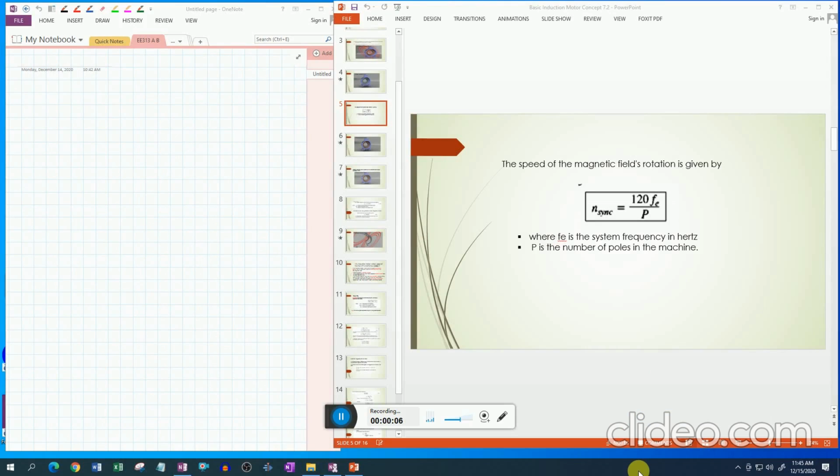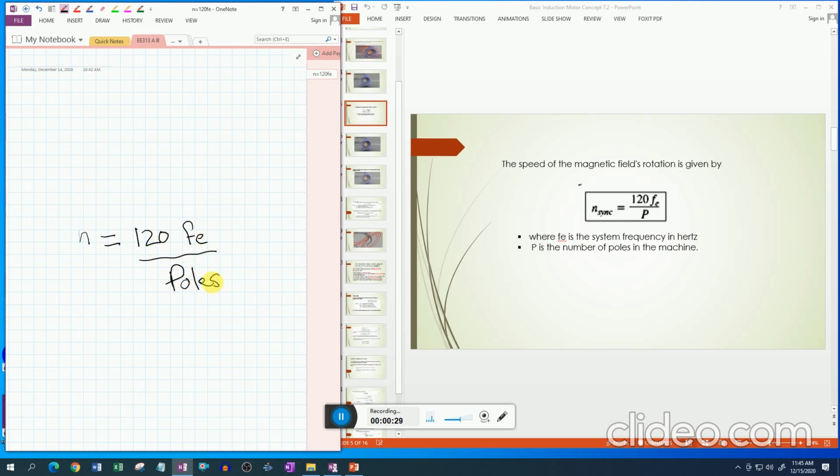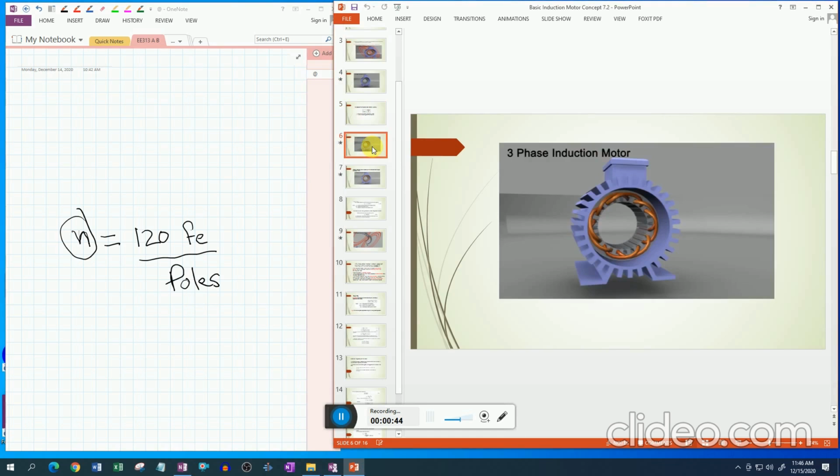As we studied, the magnetic field is rotatory in motion, so the speed of the magnetic field is given by n equals 120 Fe over P, where 120 is a constant, Fe is the system frequency, and P is the number of poles made by the stator winding. That's how we can calculate the synchronous speed of the magnetic field. This video will clear up more things.